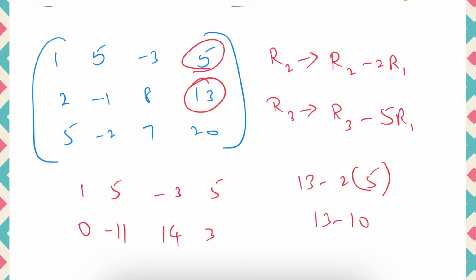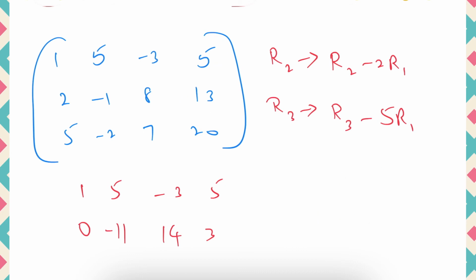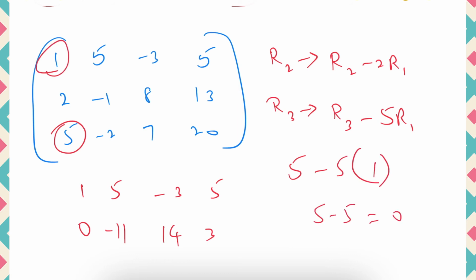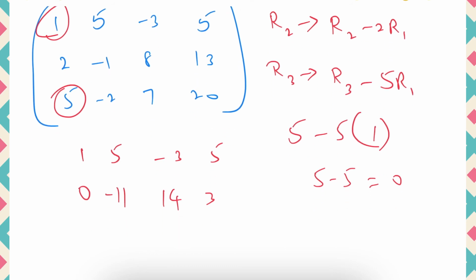Okay, now we got the second row. Let us move to the third row now. Okay, third row, what is there? R3 minus 5R1. So R3 minus 5 into R1. So it will become 5 minus 5, that is nothing but 0. So write 0 here. Then same way with the second element now.